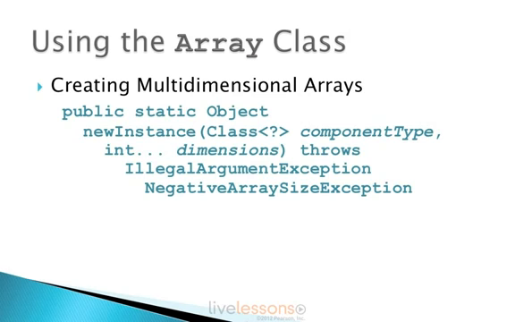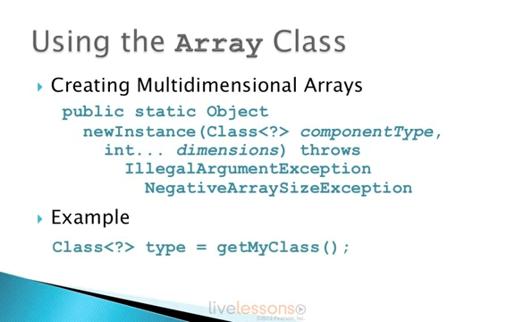Now, if you call newInstance with a zero-dimensional array for the variable argument list, or with void.class as the class type, the method throws an IllegalArgumentException. This method also throws a NegativeArraySizeException if you call it with negative dimensions. Now, to see how this works, let's look at an example.